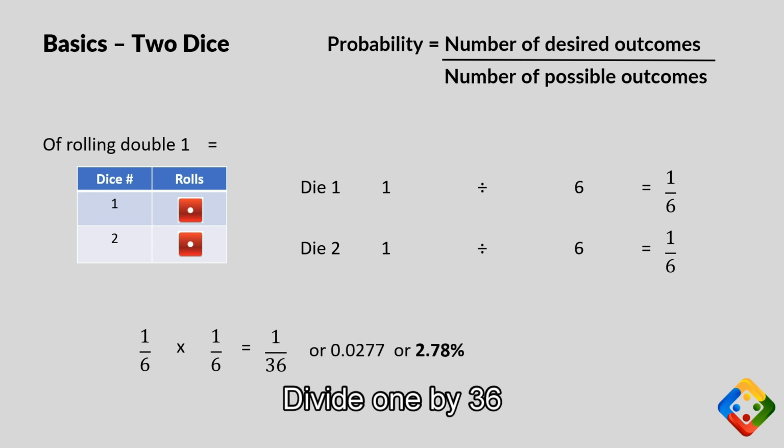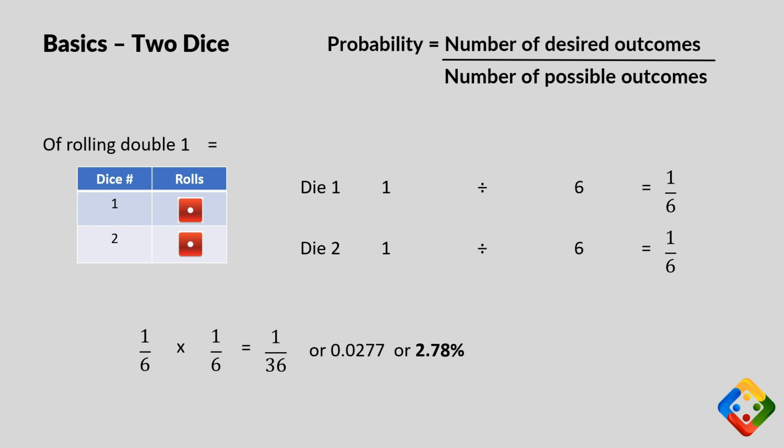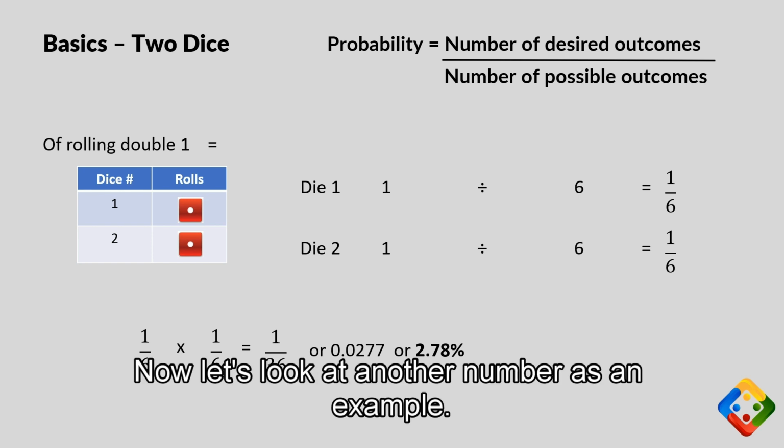Divide 1 by 36 and we get 0.027 recurring. If we multiply that by 100 to give us a percentage, it equals 2.78%. Now let's look at another number as an example.